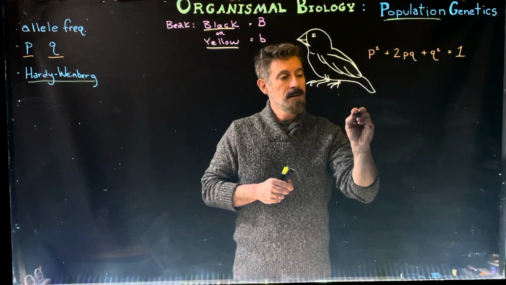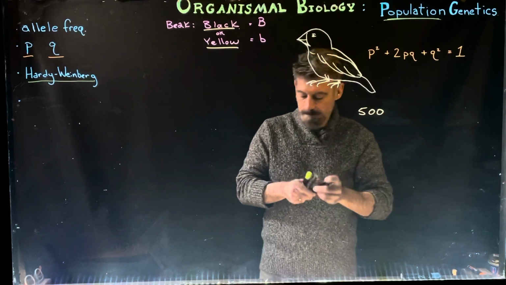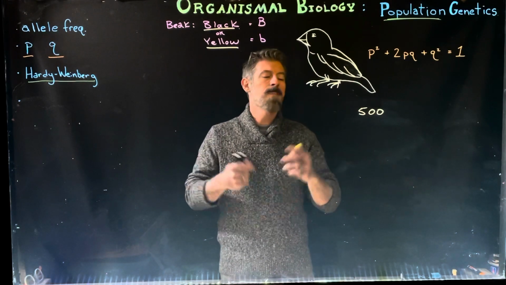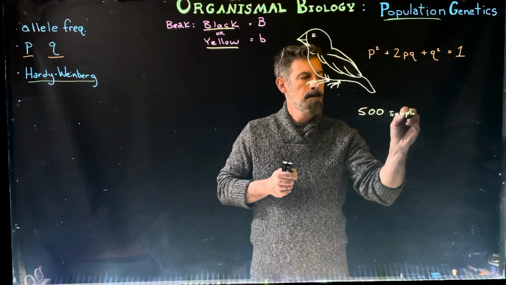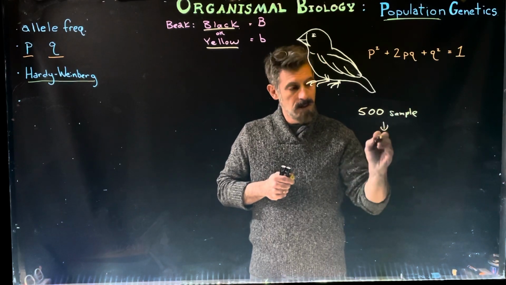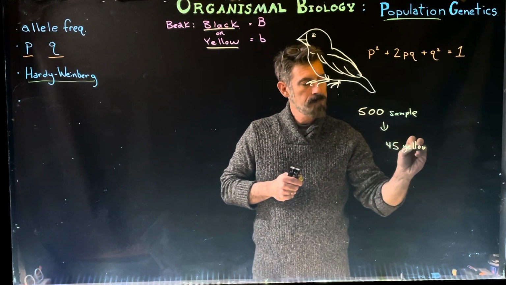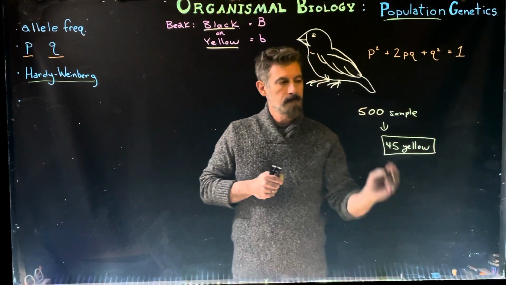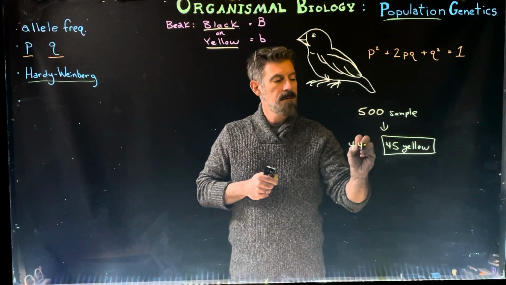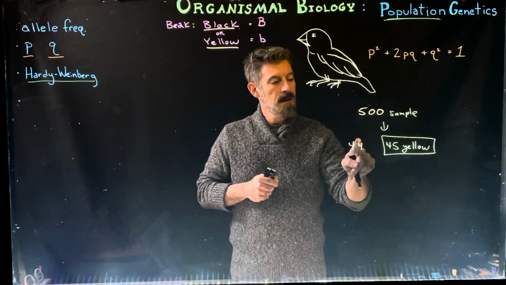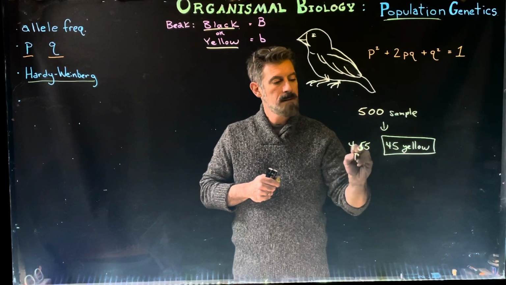And what we find out is that in this population, let's say we took a sample within the population, so not every single individual, but we take 500 as our sample, and in that 500 we find that 45 have a yellow beak. So the other 455 are black-beaked.